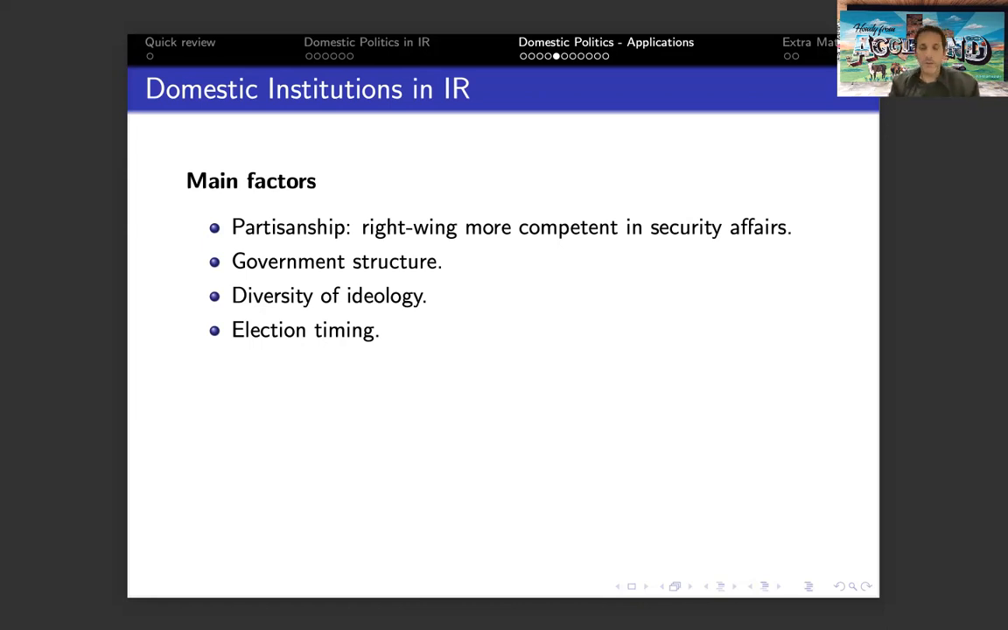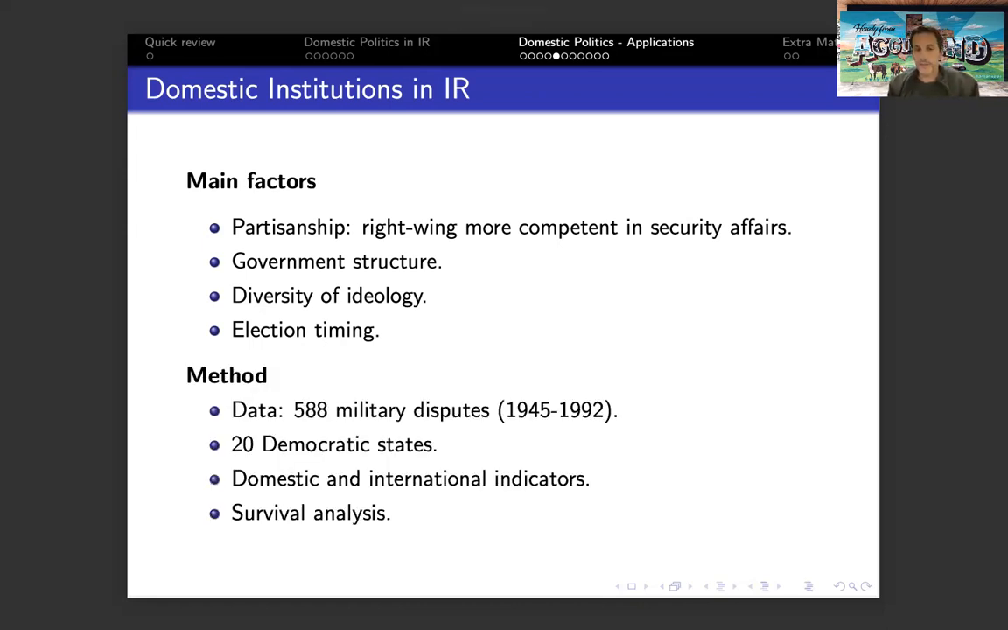Okay, so what did the author do? He used a little less than 600 military disputes in the second half of the 20th century, accounting for 20 democratic states globally. And the main factors that he tested were both domestic and international indicators. Thinking about the main factors from a domestic standpoint, they were the partisanship and the diversity of ideology. Because the analysis focuses on the duration of the conflict.